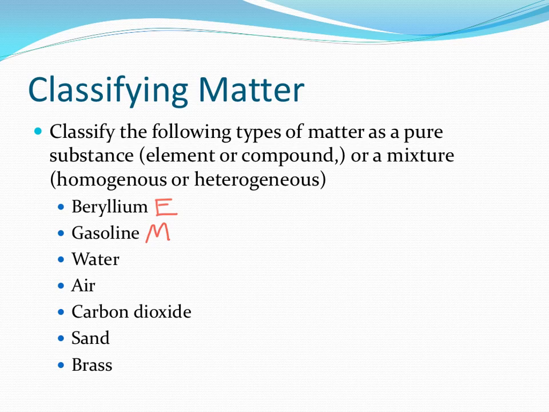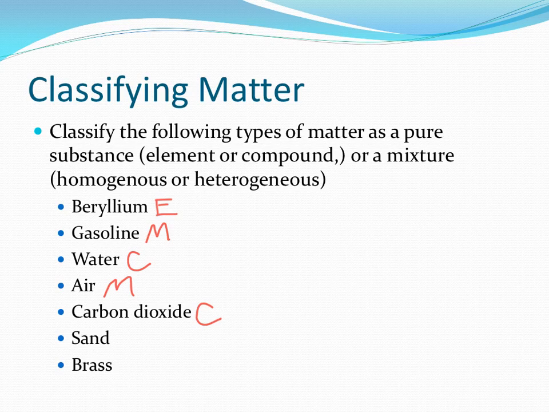Next, water. Water is a pure substance. It's a compound that's chemically bonded hydrogen to oxygen. So, therefore, this is a compound. Now, air next. Air is a mixture of nitrogen, oxygen, carbon dioxide, various other trace elements, water vapor. And so air is a mixture, and you cannot tell the difference between one and the other, so therefore it is a homogeneous mixture.